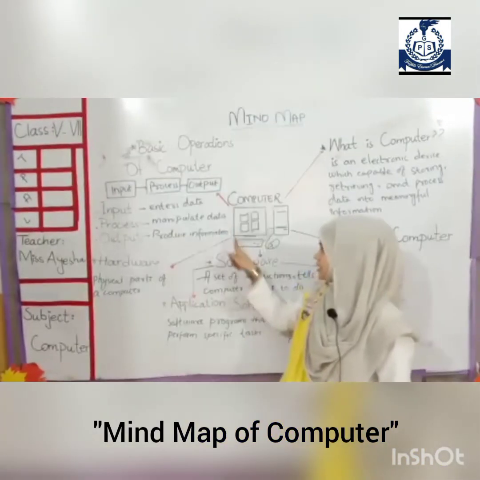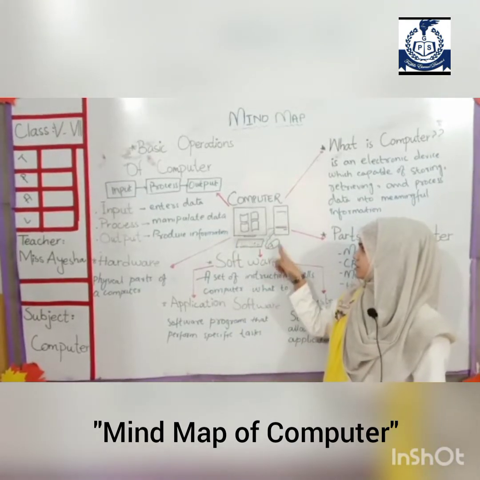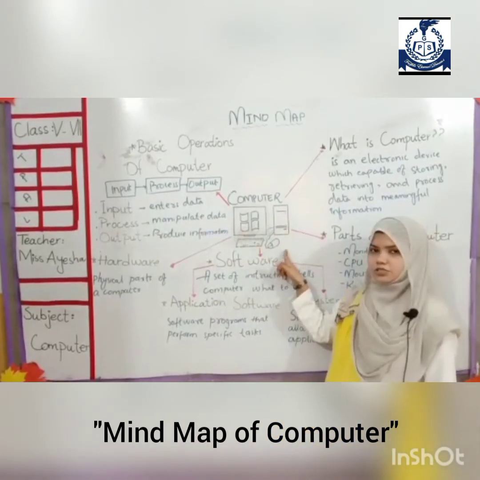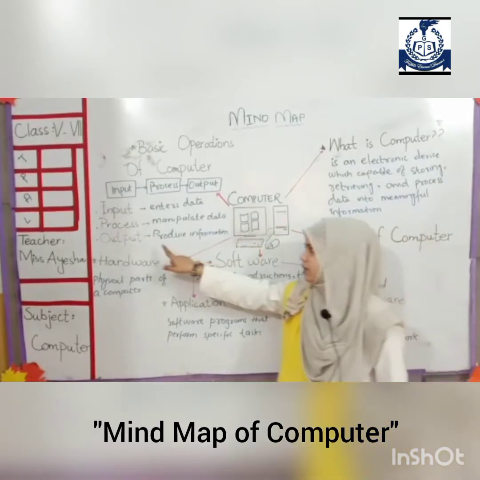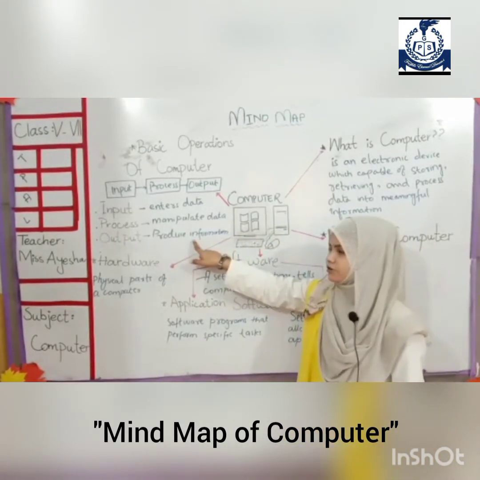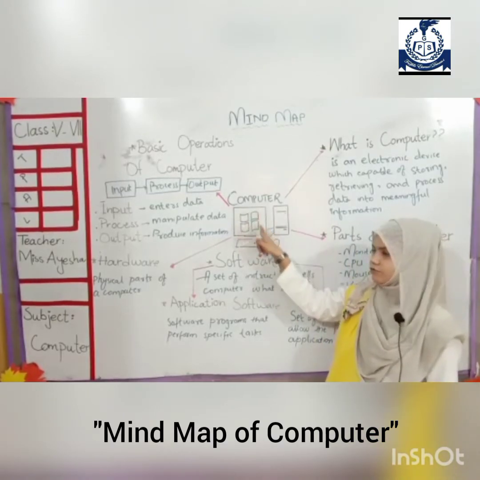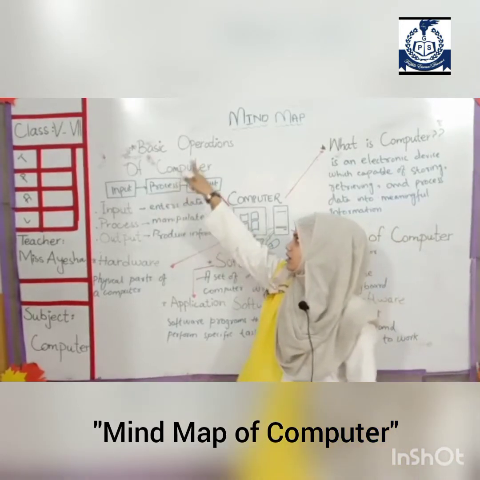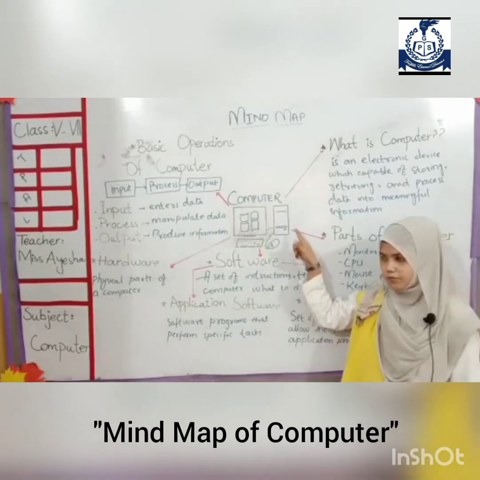Input is enter data, we give the instruction through our input devices to a CPU. Process manipulates data. CPU takes the instruction and starts to work on it, to process, to manipulate data. And output produces information. The information which we get after the processing, we can see on a monitor screen. So these all are the basic operations which are performed through the parts of a computer.